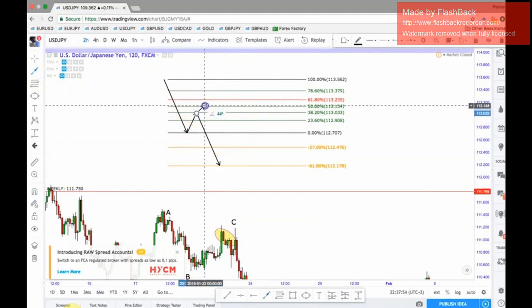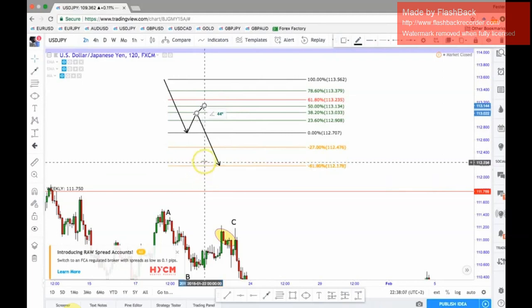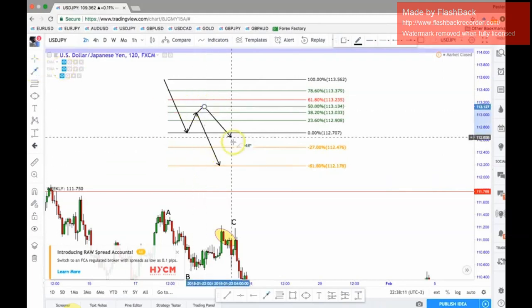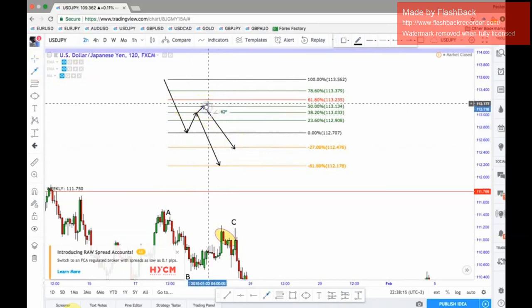50%, not one of my favorite levels, to be honest, because now you have a reversal or a retracement where 50% are buyers and 50% are sellers. So 50% bulls, 50% bears. So yes, you can get a retrace, but it's like 50-50. That's why I always preach 61.8.